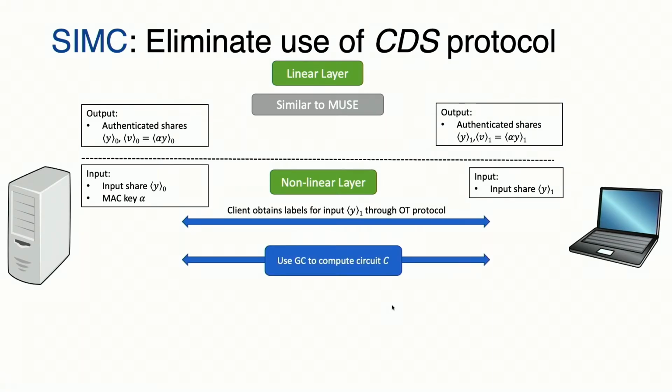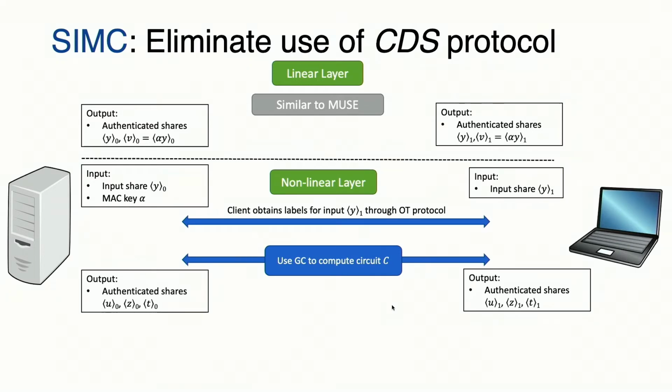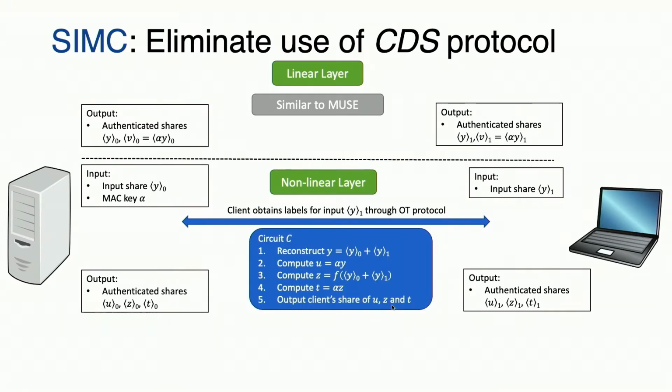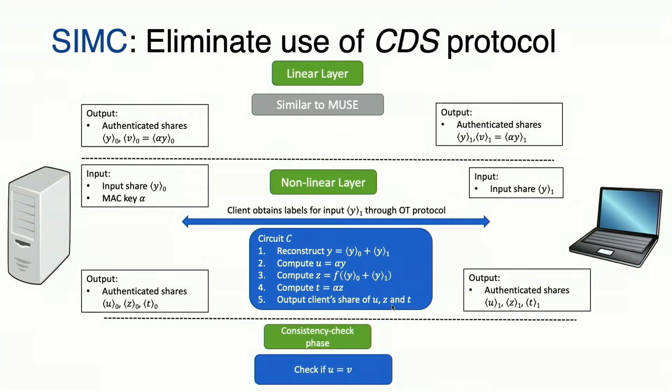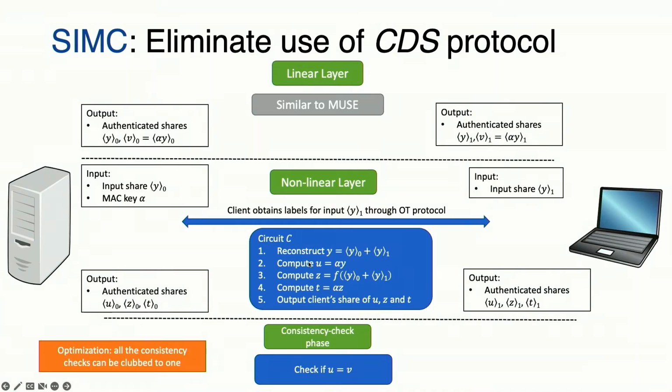So here, similar to the previous protocols, we make use of a garbled circuit in order to compute the circuit C. And the circuit C then outputs the shares for the client corresponding to variables u, z, and t. And the server itself, because it was the one that computed the garbled circuit, holds the corresponding shares of u, z, and t. And now, at the end of the protocol, between every linear and nonlinear layer, we perform this consistency check. We check whether the value v is equal to u. That is, we check if MAC u is equal to MAC v. And there is an optimization in which we can combine all these consistency checks together into one for all the linear and nonlinear layers put together. So the communication actually becomes really less.